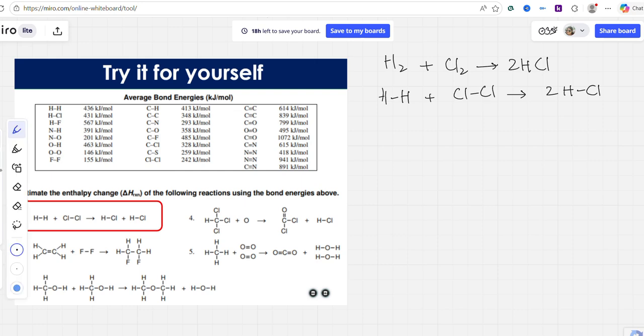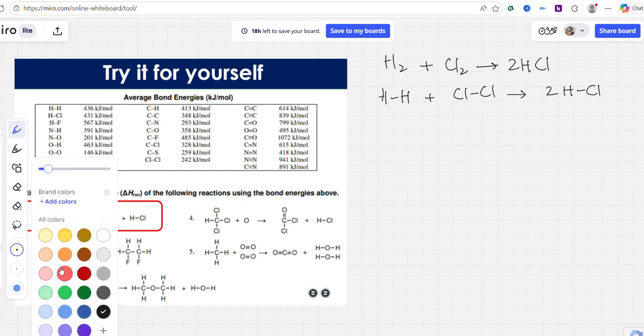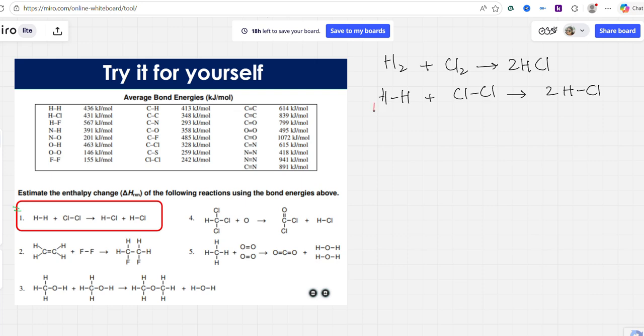Okay, now first of all, when we are calculating the bond enthalpy right now, for the reactant side, let's say I'm choosing this color so we can distinguish. Okay, so over here first of all we are calculating delta HR. This delta means change, and this H means heat, and the R is representing reactants.